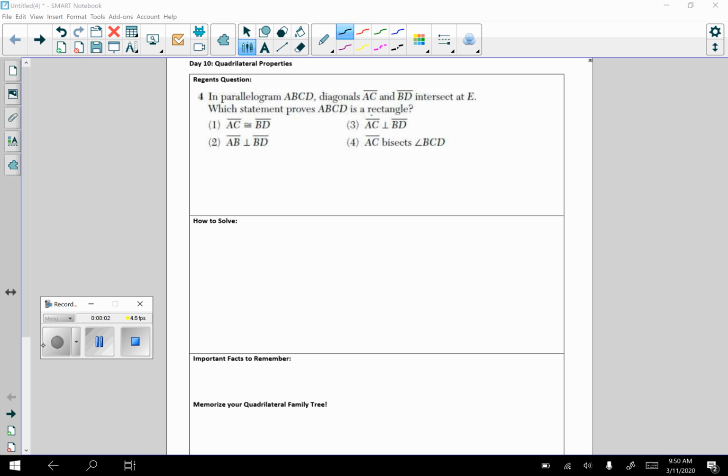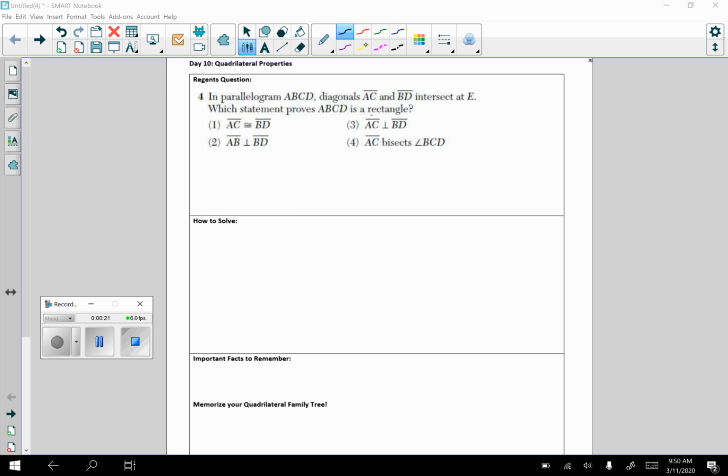Today, we are going to talk about quadrilateral properties. A lot of memorization is needed to solve these questions. Let's look at the first question. In parallelogram ABCD, diagonals AC and BD intersect at E. Which statement proves ABCD is a rectangle?